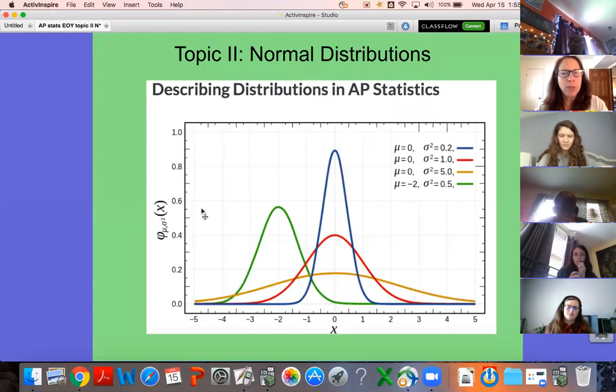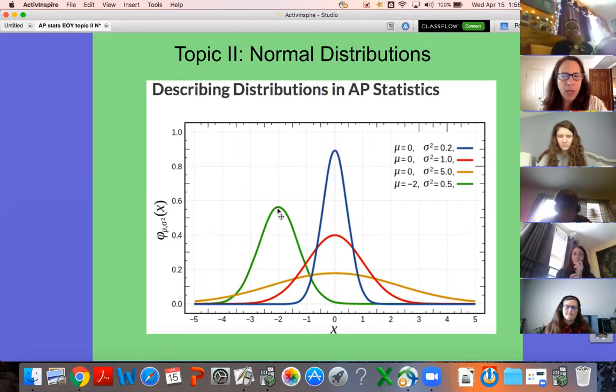Okay, so normal distribution. So here they show you 4 different normal distributions. I love this graph because it shows you 3 are centered at a z-score of 0 or a mean of 0. And that's the blue, the red, and the yellow. And the green one is centered at a z-score or a mean of -2. So they shifted it back.